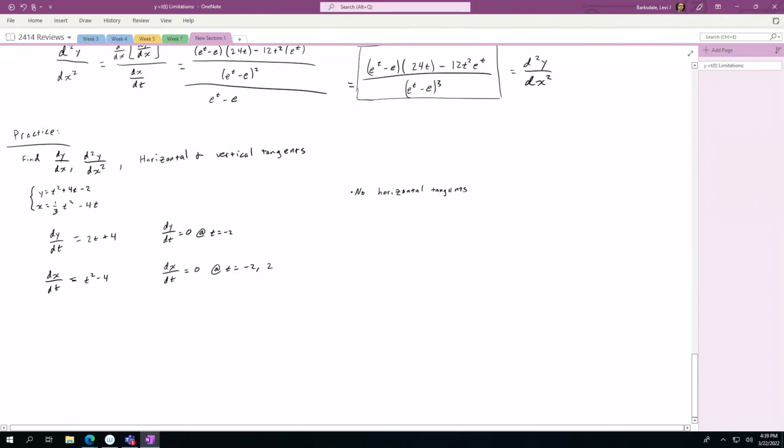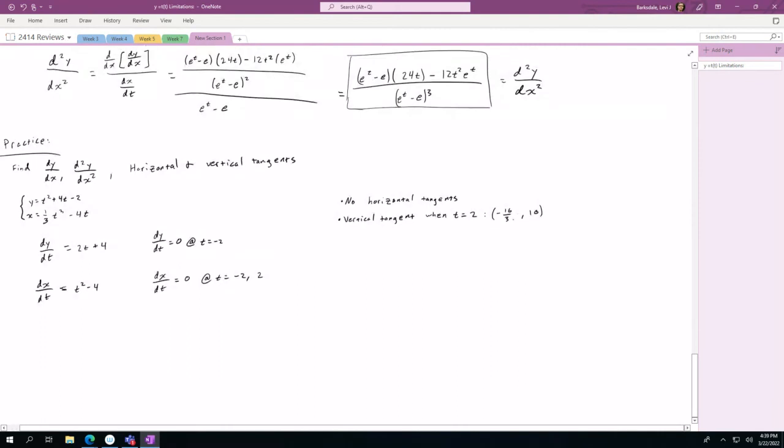Now my vertical tangents occur where dx/dt is equal to 0 and dy/dt is not equal to 0. dx/dt is equal to 0 when t is -2 and t is +2, but since dy/dt is equal to 0 when t is -2, my only vertical tangent occurs when t is equal to 2. Now, I can actually find the point at which that occurs by plugging in my t equals 2 value into my equation, which would get me an x-coordinate of 8/3 minus 8, or -16/3, and 4 plus 8 is 12 minus 2 is 10.